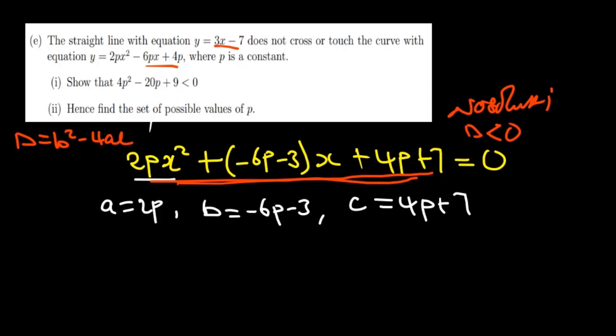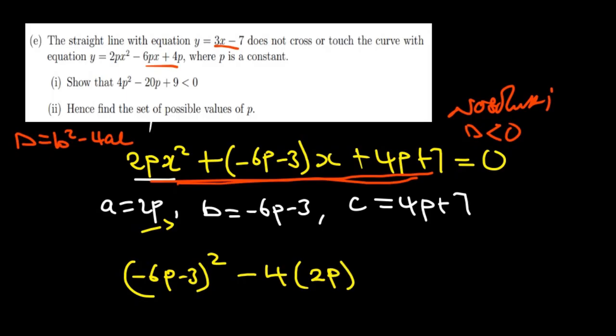So I'm going to write now the discriminant in terms of these values. The b is minus 6p minus 3, so I'm going to say this squared, and then minus 4. What is our a? Our a is 2p, multiplied by c, which is 4p plus 7. And we know that this discriminant, since this equation has no roots, should be less than what? 0. So this is the equation that we now have.